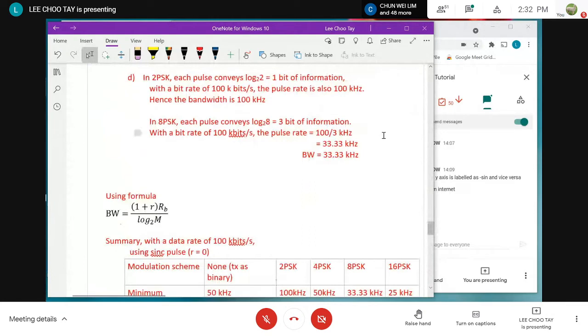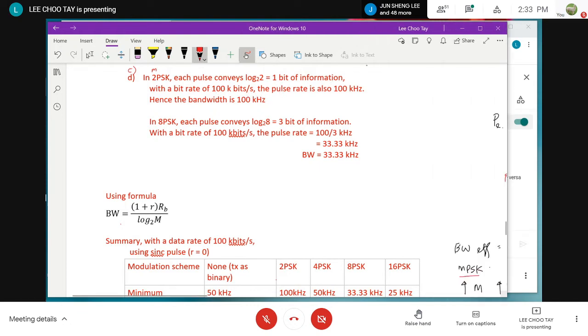As far as 2 PSK is concerned, that means each pulse is now going to convey 1 bit of information, right? 2 PSK means M equals 2. So in this case, your C and D, I'm going to answer together. In 2 PSK, each pulse is going to convey log 2 of M, where M equals 2. So each pulse conveys 1 bit of information. We actually did that previously when we sketched the waveform.